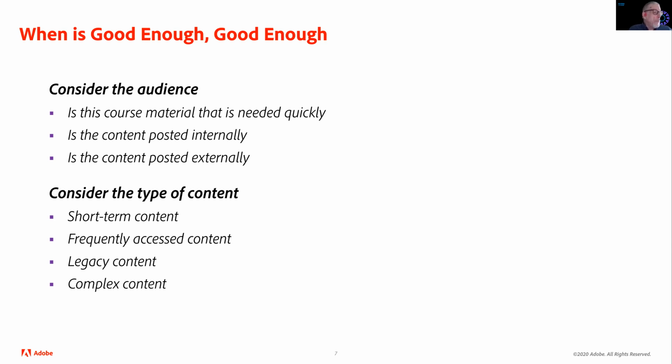Is it legacy content? Is it stuff that you may be pulling down? Is it stuff that is old and not very often accessed? Maybe it's sufficient to just do the basics for that. Is it complex content? The more complex the content is, the more work that you're going to have to do in order to make it accessible.